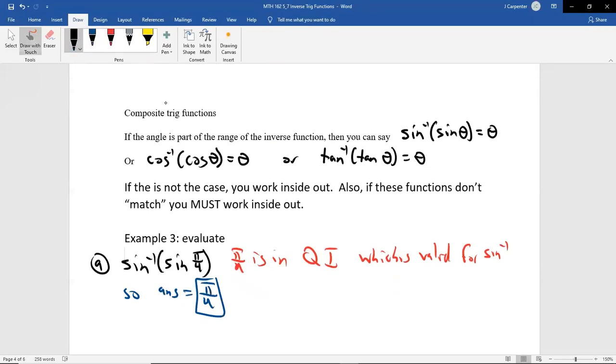Spoilers, b might not be the same. Let's do the inverse sine of the sine of pi.